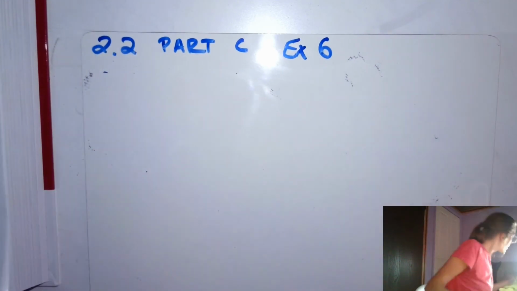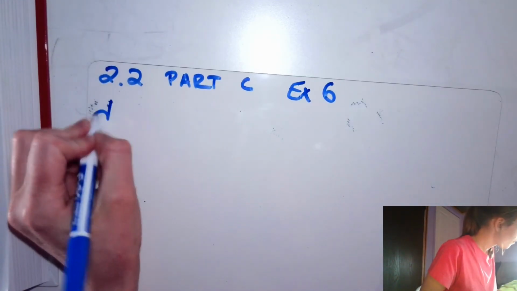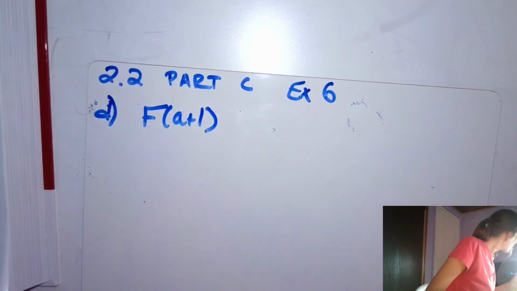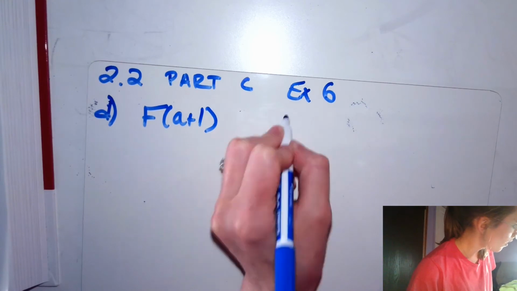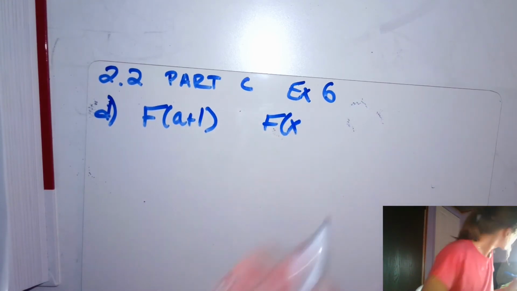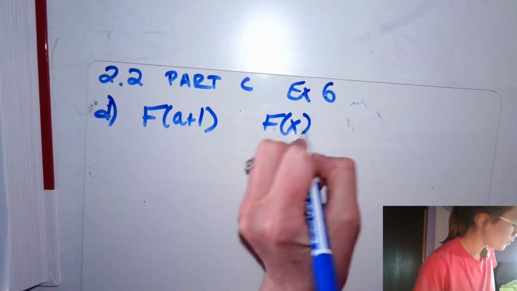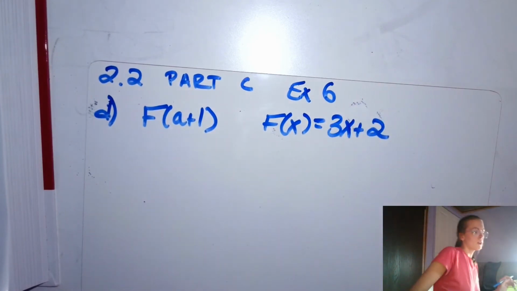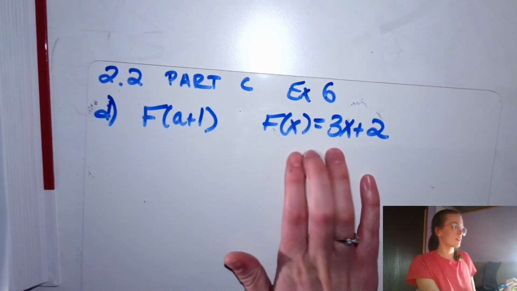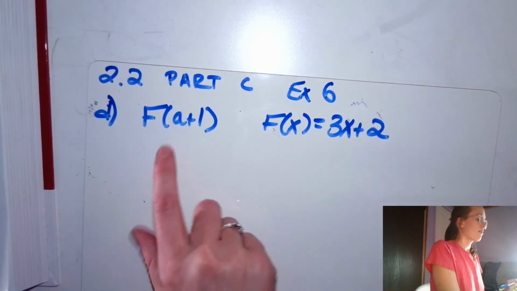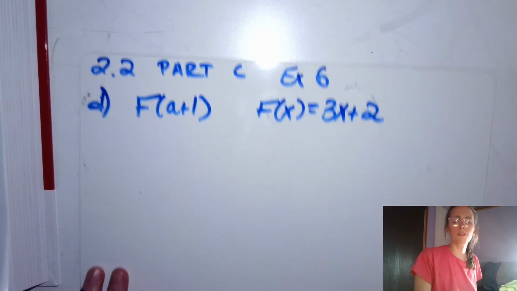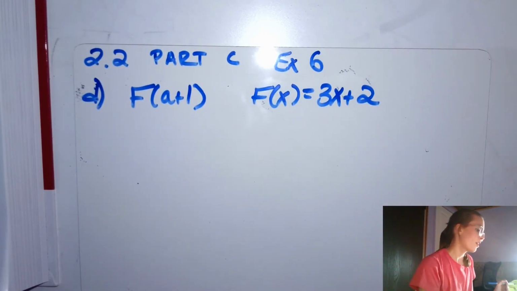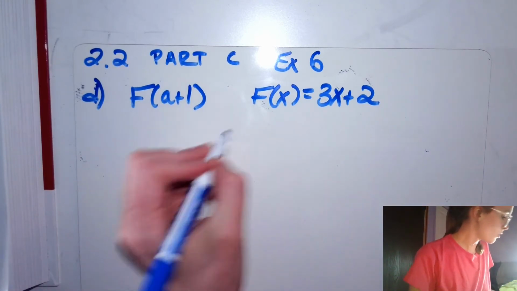Okay, now part D. f of a plus 1 for f of x equals 3x plus 2. Okay, so we've seen something very similar to this before, but what happens when you plug in a variable instead of a number, right? f of a plus 1, a could be anything. So it's a little bit different, but it's not too different.